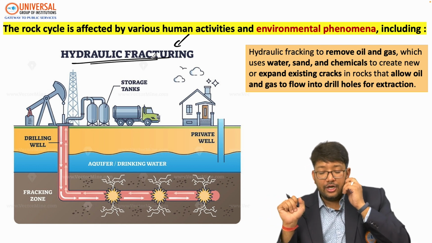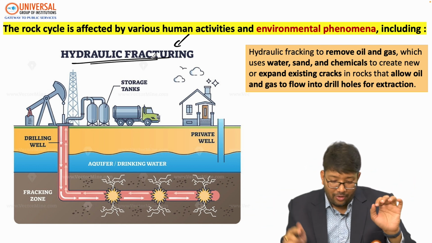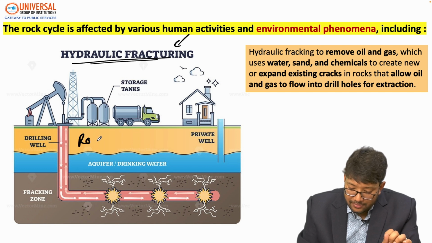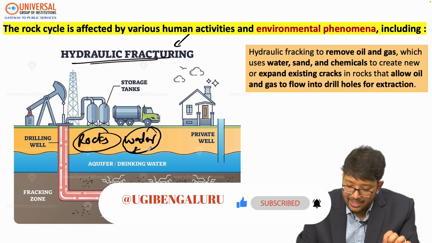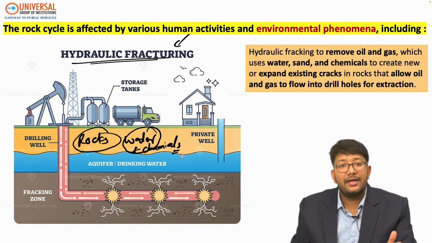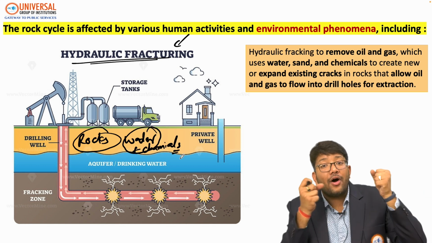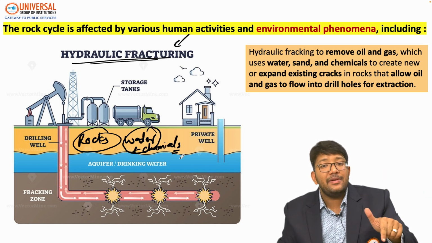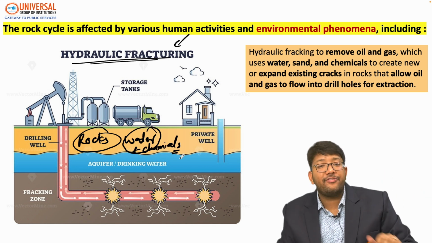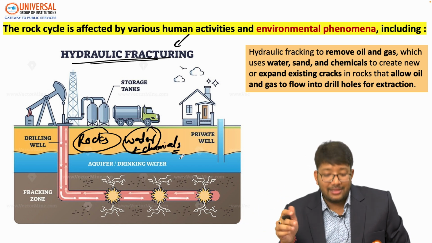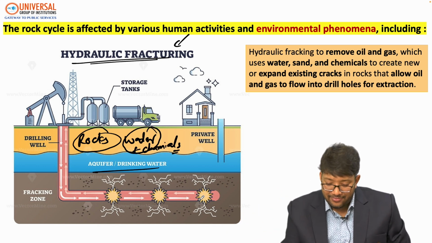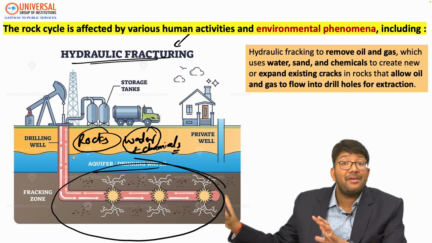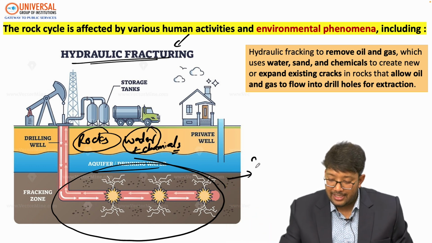What we do is crack open the soil, crack open the rocks, using water plus chemicals. To do what? To extract more oil and gas from the cracks. So ultimately what will happen is that this type of fracturing will contaminate the aquifer, meaning drinking water, as well as impact the stabilized rocks that are present here. These are the stabilized rocks.